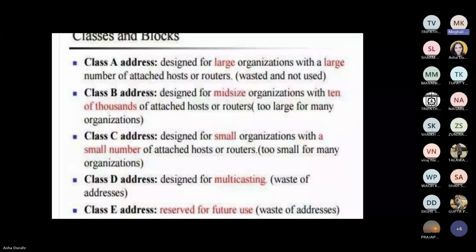Fine. So of all these 5 classes, you have to understand which are used in practice and which are not. Class D and class E are not used to indicate the logical addresses, because class D is for multicasting and class E is reserved for future use.